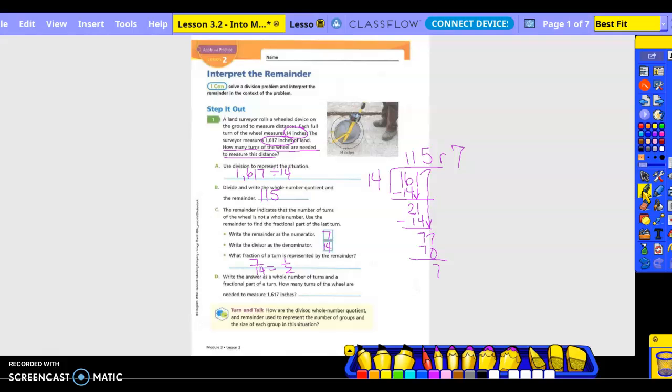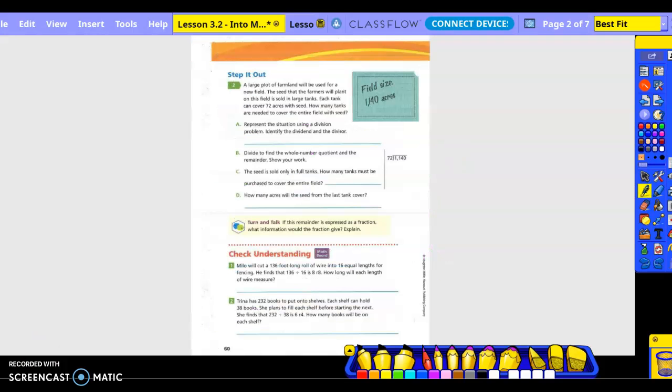So how many turns does the wheel take? 115.5 turns. So in this case, we weren't actually using the distance for our answer, but we can still put our answer in fraction form, right? Okay.